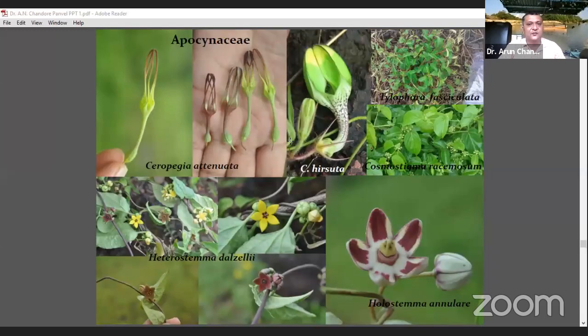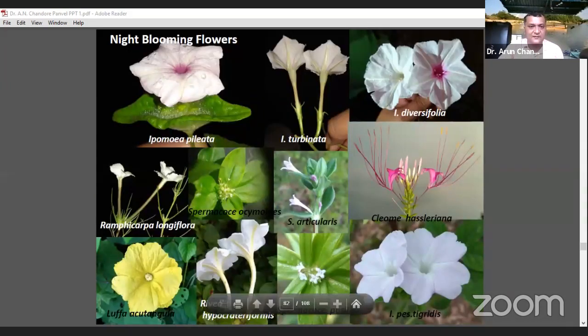Then this is another group, the Apocynaceae, a very important group. This beautiful flower is Ceropegia, then other species Heterostigma, Holostigma, Cosmostigma, etc. About 425 species of Asclepiads and Apocynaceae are reported from our country. Then this is a group of night blooming flowers. The members are night blooming plants. Here Ipomoea, then Argyreia, then some members Lepidagathis, Rivea, Cleome species, Rhamphicarpa. All these members are night blooming flowers.